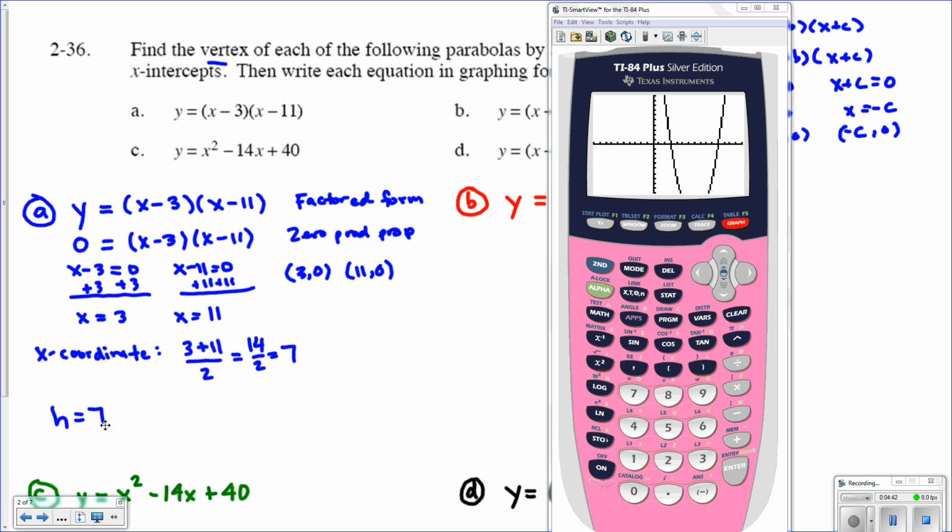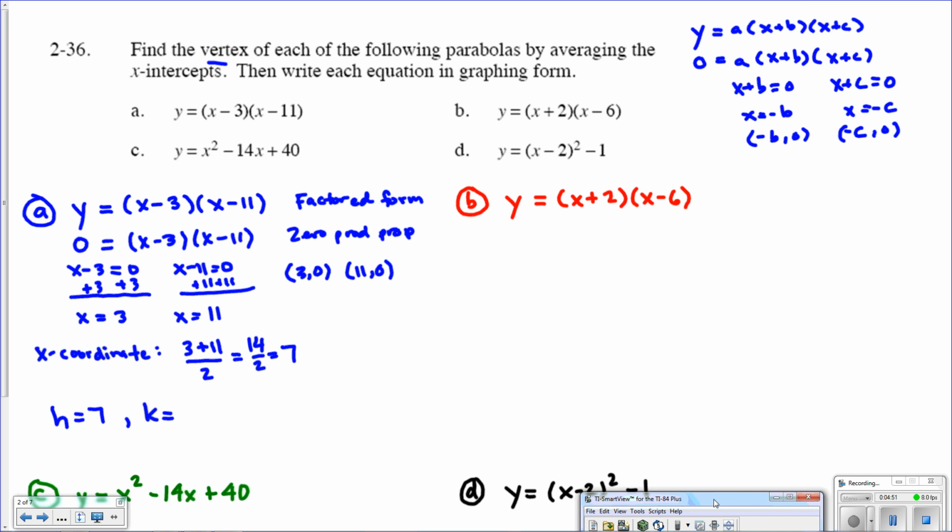And if h is 7, we still need to figure out what our k is going to be. And remember, k is the y coordinate of the vertex. And right now what I'm referring to here is our vertex form or our graphing form, in which case we would have y is equal to a times the quantity x minus h squared plus k. This is our graphing or vertex form, because our vertex is going to be the point (h, k). So as we do this, we still need to figure out what that's going to be.